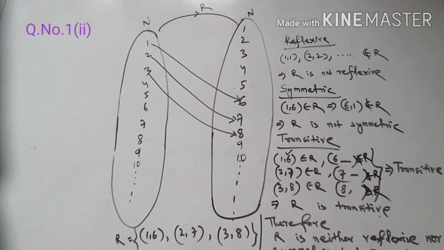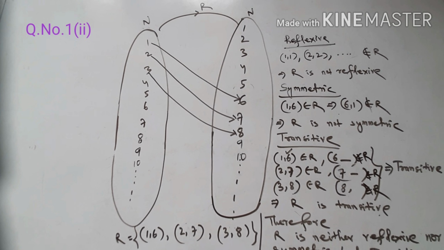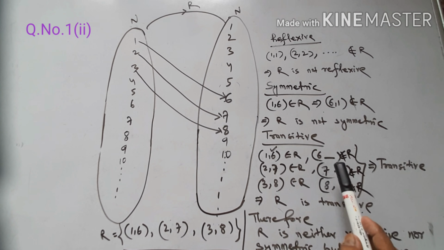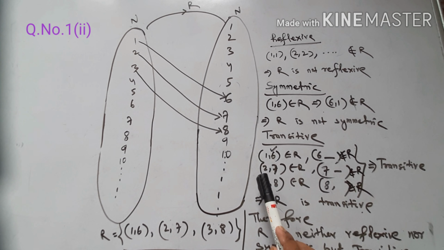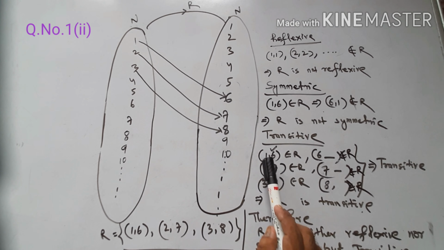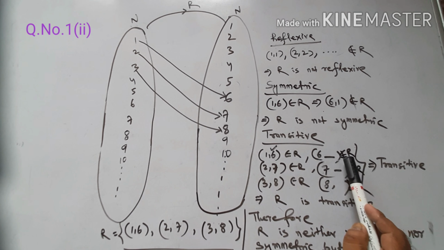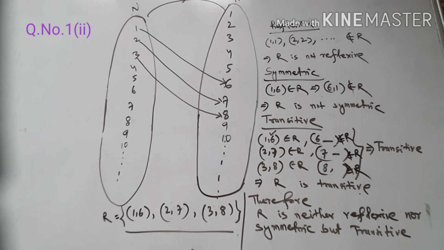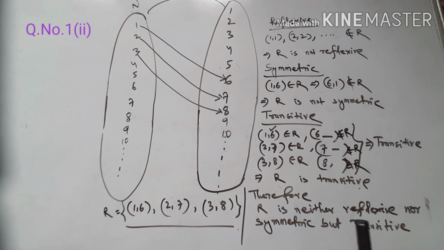So, you can easily conclude from this that the second element is not present. So you say R is transitive. When transitive, 1, 6 and something will be here, but there is no such element. So likewise for all cases, it is transitive. R is, therefore, neither reflexive nor symmetric but transitive.